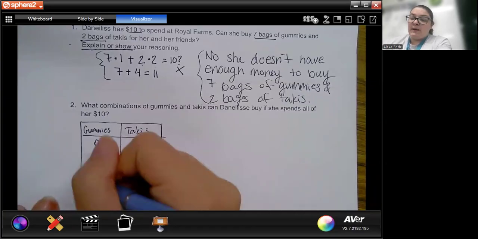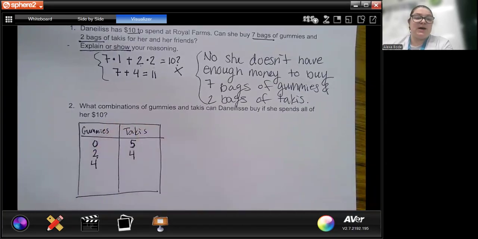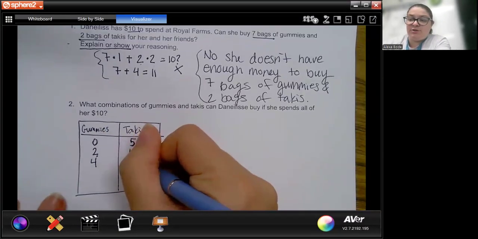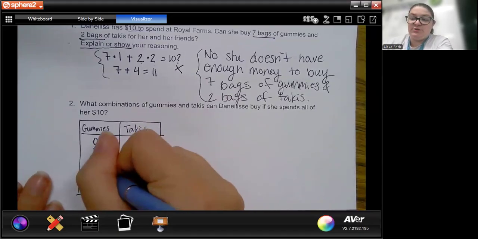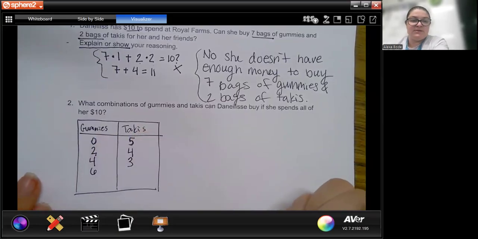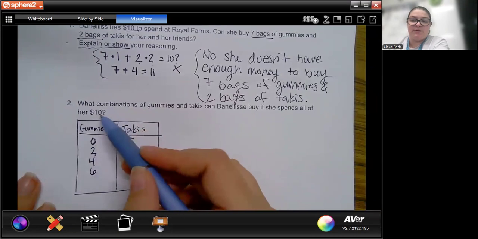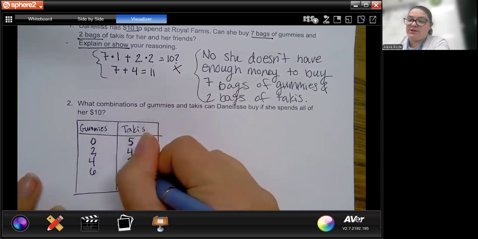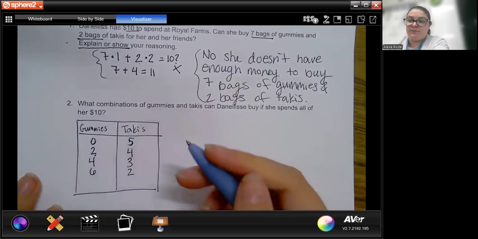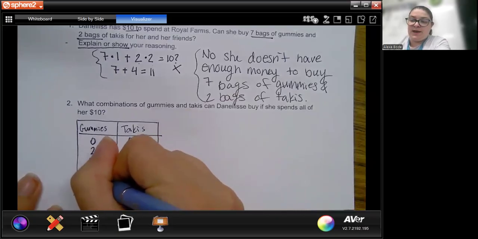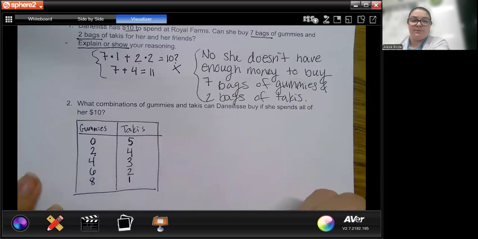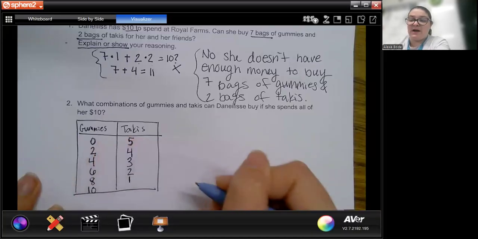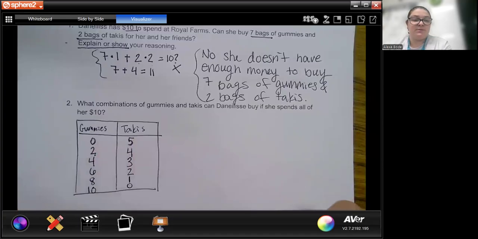Okay. Gummies, if she did 4 bags of gummies, that would be $4. She would have $6 left, so she can get 3 bags of Takis. She can do 6 bags of gummies for $6. That would leave her with $4 left over to get 2 bags of Takis. Gummies for 8 bags would be $8, leaving her with $2 and only 1 bag of Takis. Or she could do 10 bags of gummies and 0 Takis.